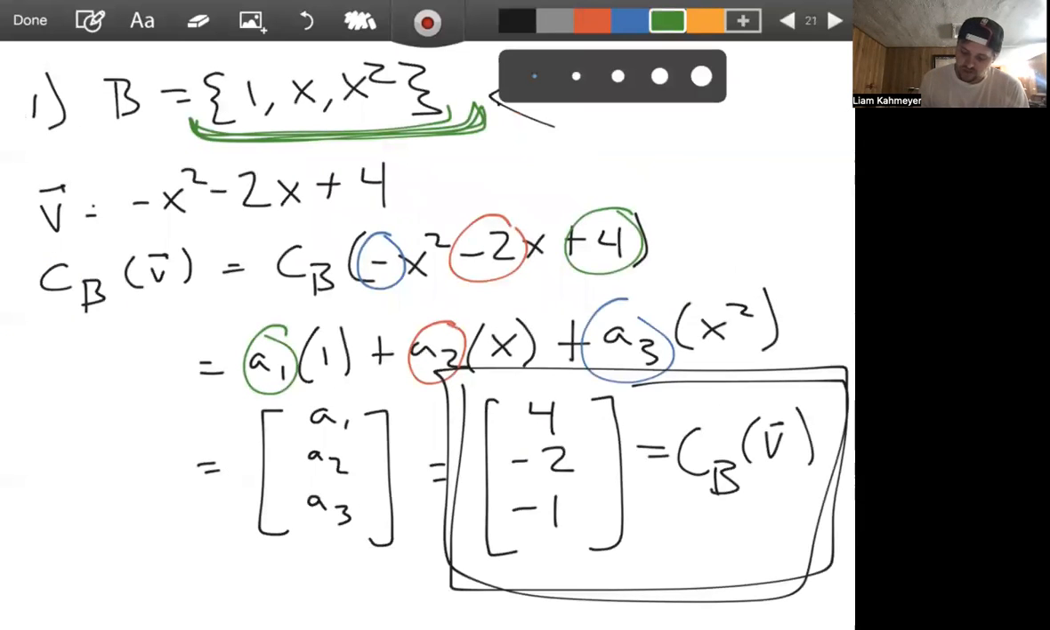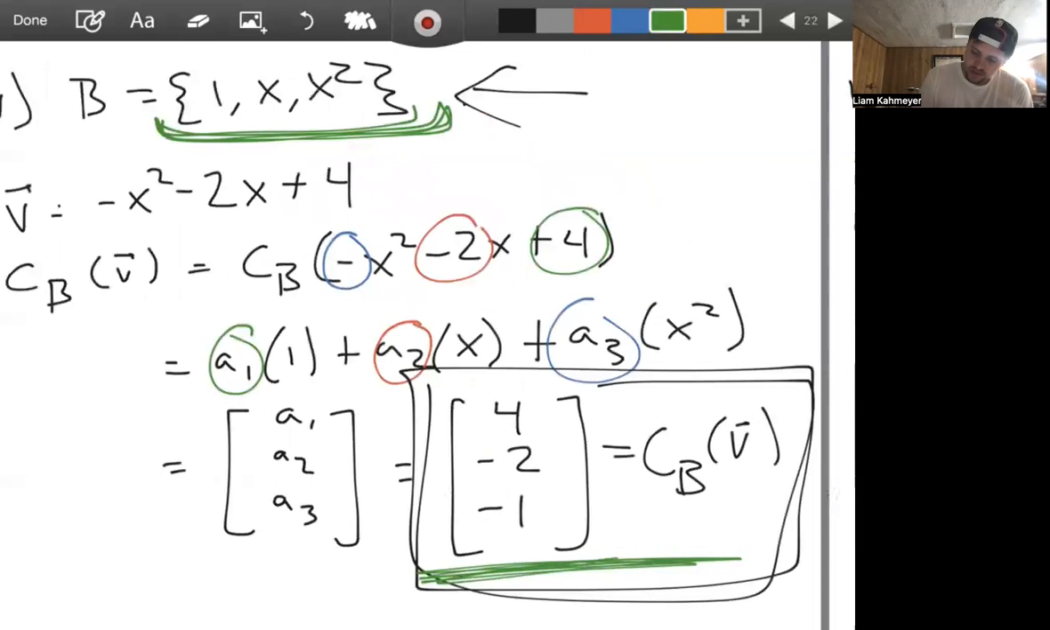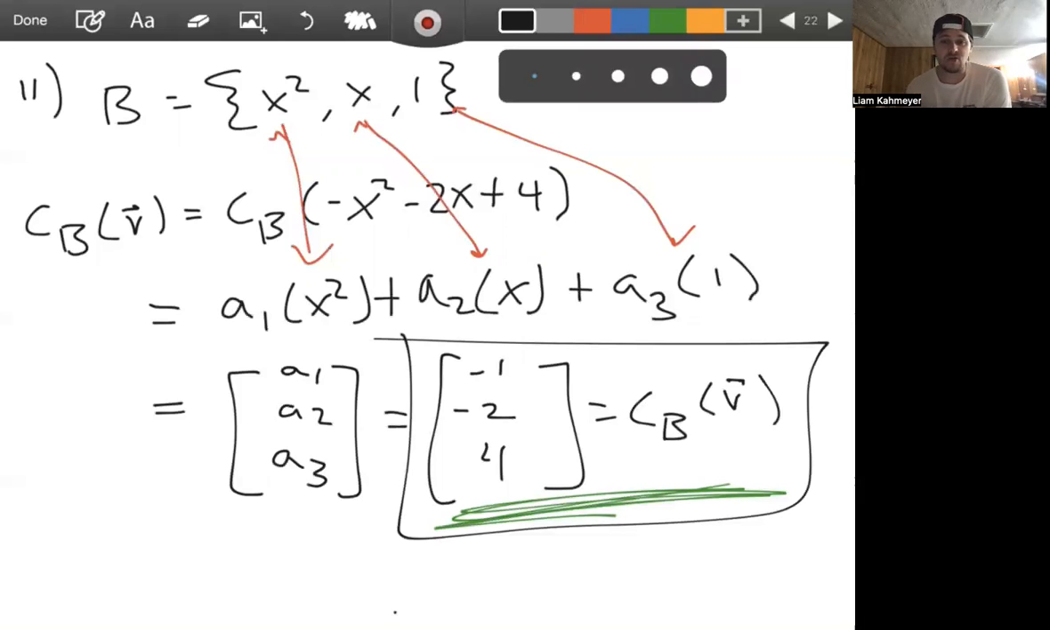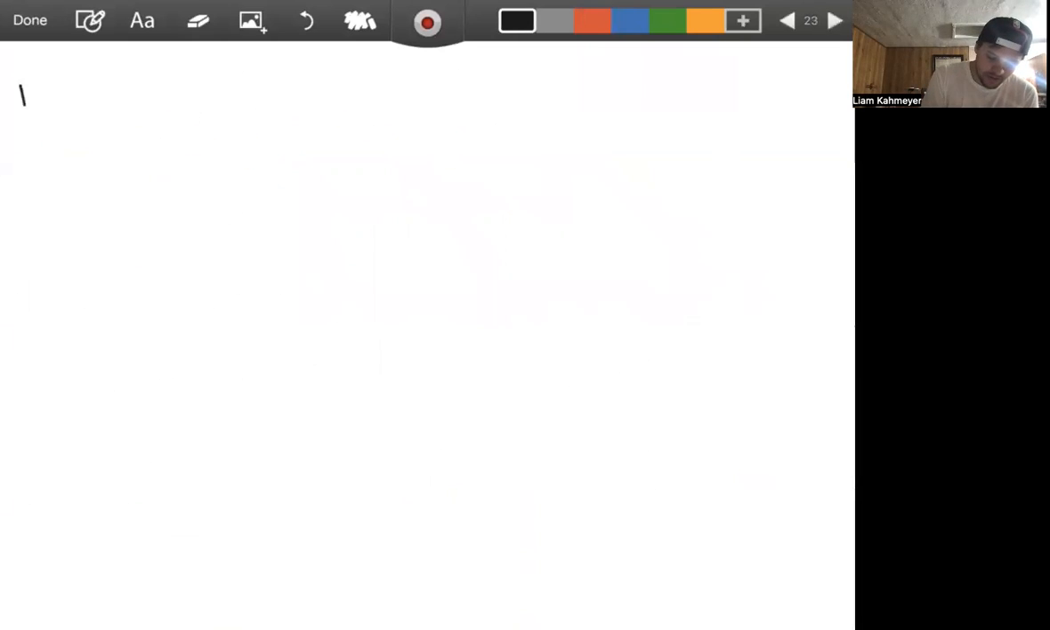And you'll notice as vectors, the answers are different, right? Those are not equivalent vectors, although it's representing the same vector just with respect to two different bases. Let's look at the third one.